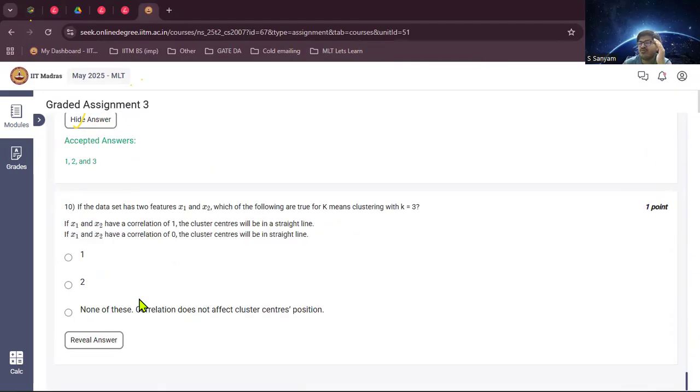If a data set has 2 features x1 and x2, which of the following are true for K-means clustering? If x1 and x2 are correlated, the cluster centers will be in a straight line. Yes.